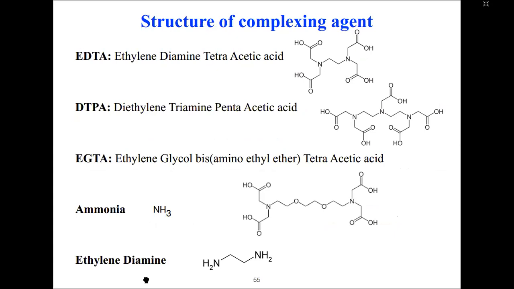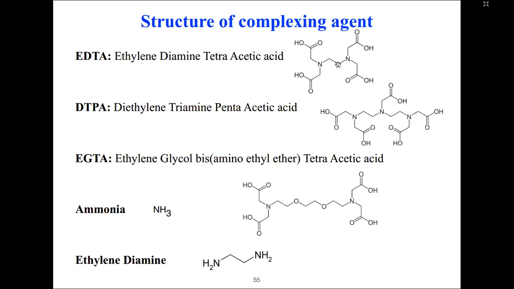Here are some examples of complexing agents. The first example is EDTA, and these are the short forms. E stands for ethylene. Ethylene means a two-carbon chain. D stands for diamine. On both carbons of the chain, there is one amine attached. T stands for tetra. Tetra means four. And A stands for acetic acid.